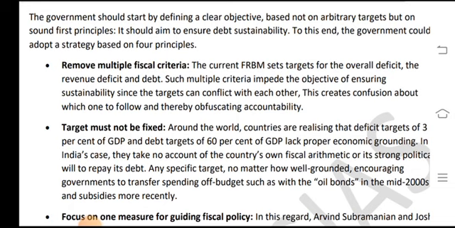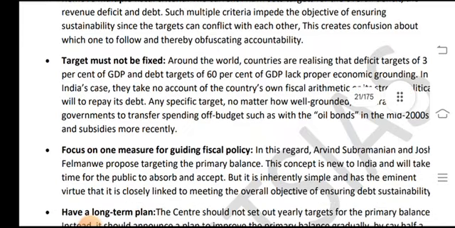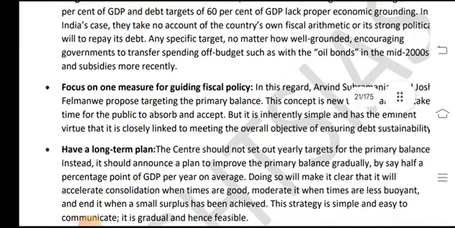First, the target must not be fixed on one measure; focus on one measure for guiding fiscal policies and have a long term plan.